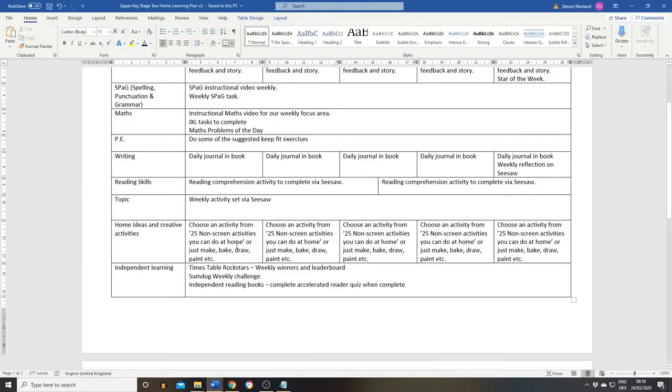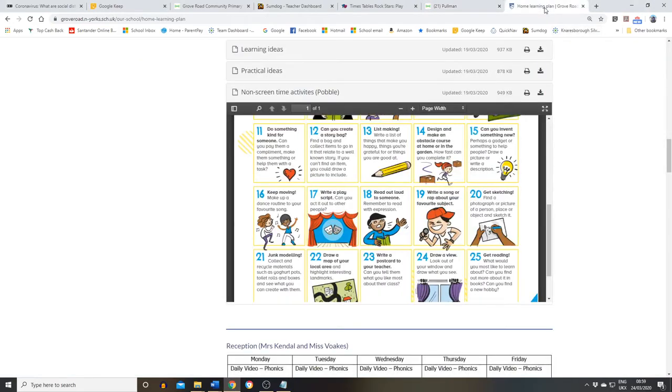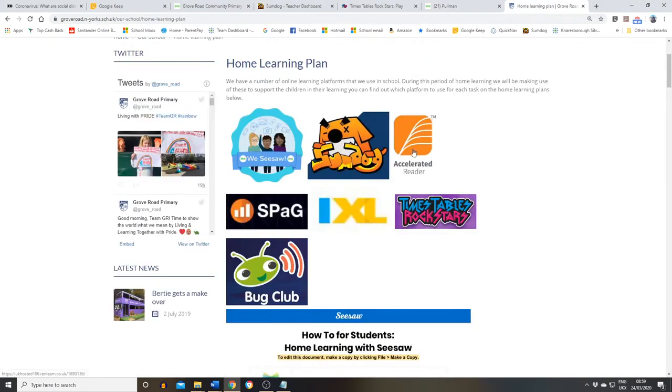Back to the plan, and that takes us to the bottom, which is all the other bits and pieces that you can be doing. Here's an important one, your independent reading. Don't forget to do your reading, whatever book you're reading at the moment. When you have finished the book, you can still do your accelerated reader quiz, because we've given you the link up here to get into accelerated reader, and you should hopefully have your passwords. If you don't have any passwords, just ping me a message. I've got them all, so I can send them down the line to you. And of course, also on that list is Rockstar Times Tables.